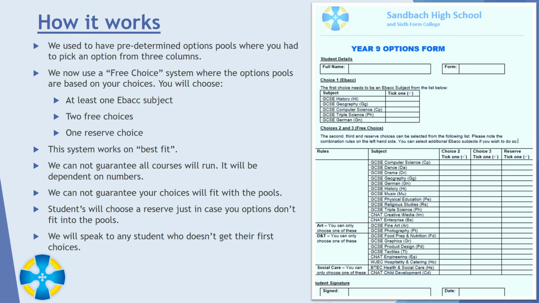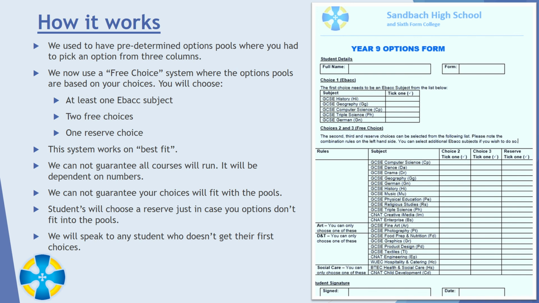So years ago, we used to have predetermined option pools where a student basically had to choose from 3 lists of subjects. The problem with that was that some students didn't get the combinations that they wanted because we obviously can't have every single subject in every single option pool. We now use a free choice system where the option pools are based on what the students have opted for. So the students will choose 1 EBacc subject and 2 free choices, and then they'll also choose 1 reserve choice just in case their options don't fit.